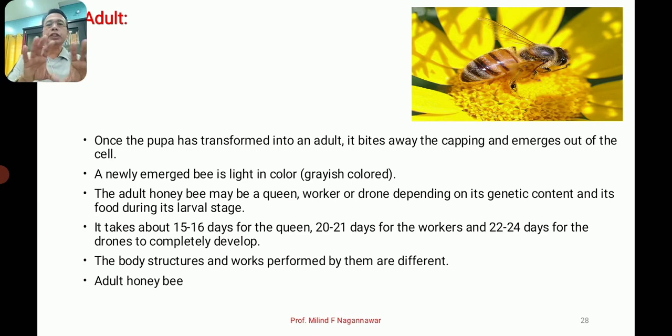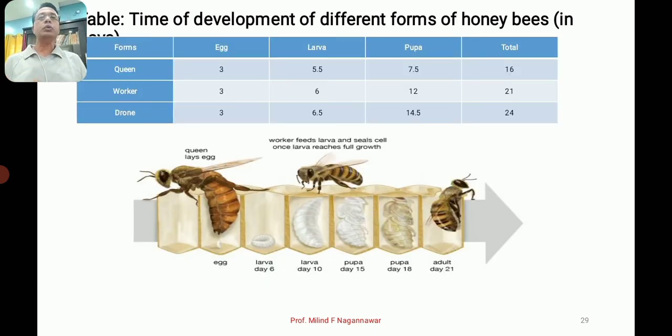Now the body structures, that is the morphology of each bee, will be different as per their functions. The workers will have a different morphological structure, whereas the queen will have different morphological structures, and the drones also have their own different morphological structures. We have discussed all this in my previous classes. They have different morphology based on their different functions. Now the adult honeybee will have a different performance. We have discussed it.